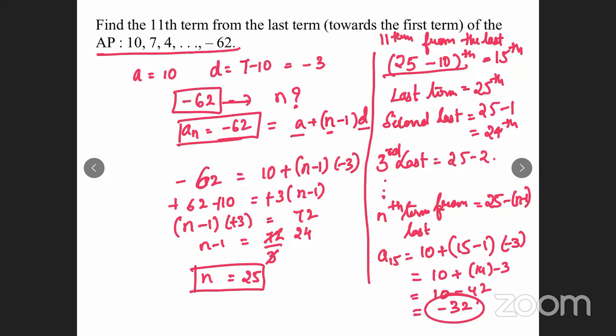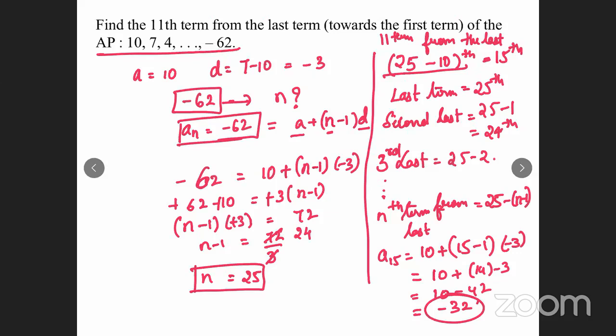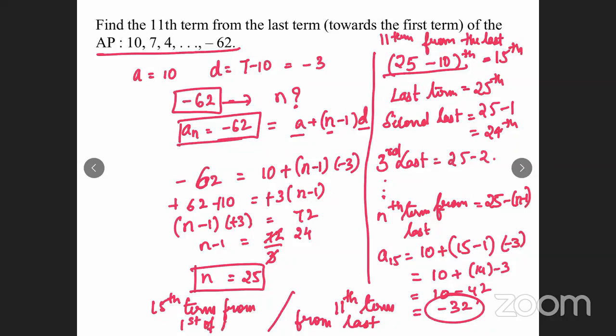So minus 32 is the term from the last towards the first term. So it is the 11th term from the last term towards the first term of the AP. I hope everybody understood this. So this is the 11th term from the last, or the 15th term from the first of an AP. Hope this is also clear, and we'll start with the next question.